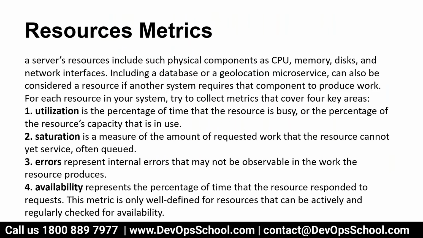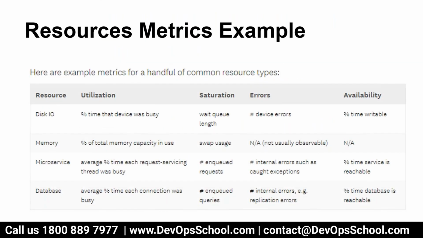Resource metrics include utilization, saturation, errors, and availability. If you look at this, disk, memory, and stuff like that come under resource metrics. These metrics come from the resources of your system.